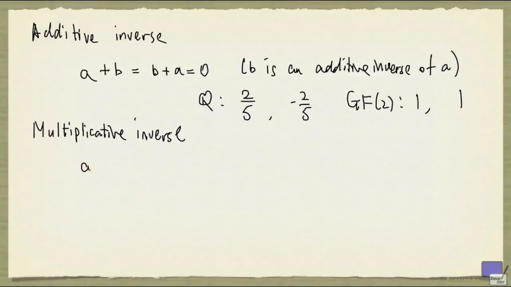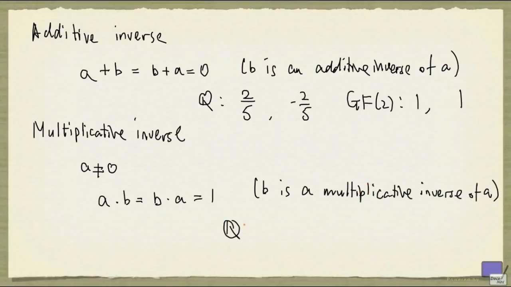What about multiplicative inverse? Suppose you have an element A that is not 0. A multiplicative inverse of A is an element B such that A times B is the same as B times A and equals 1. So B is a multiplicative inverse of A. So if you are looking at the rational numbers, the multiplicative inverse of 2 over 5 will be 5 over 2, because if you multiply the two together, you get 1.